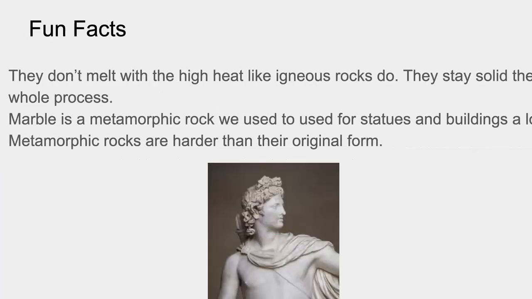And then I have some fun facts. When metamorphic rocks are going through that heat and pressure, they don't melt with that high heat. They stay solid throughout the whole process of their minerals moving and changing into those stripes, which I thought was crazy. Not all metamorphic rocks have stripes either, but with the heat and pressure, they don't melt like igneous rocks. Igneous rocks melt more.